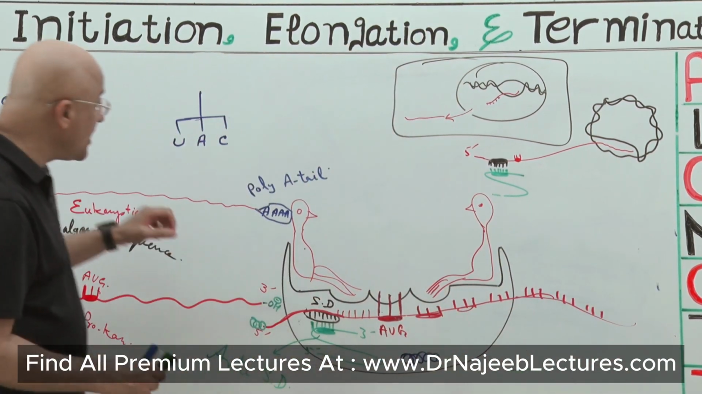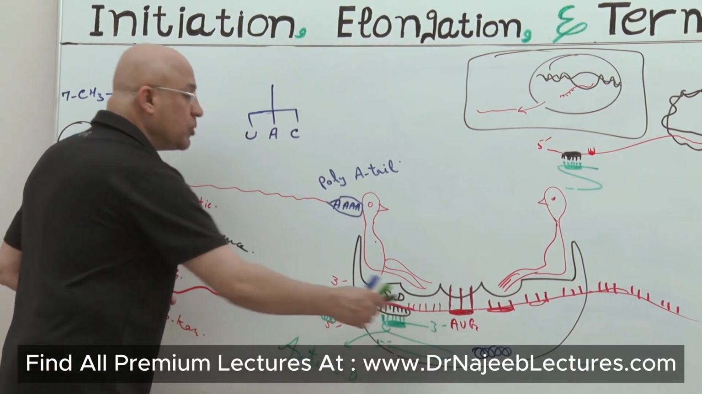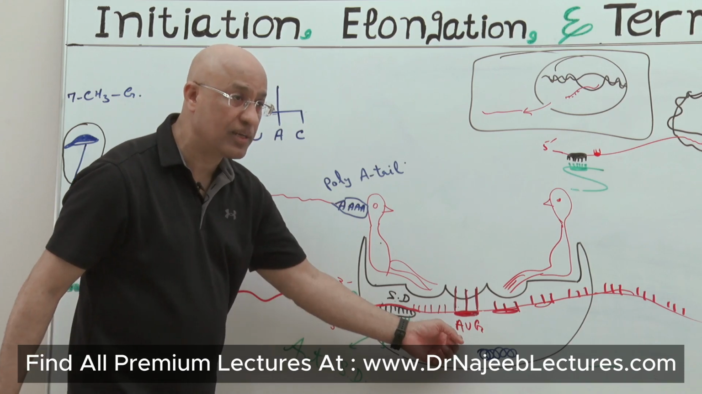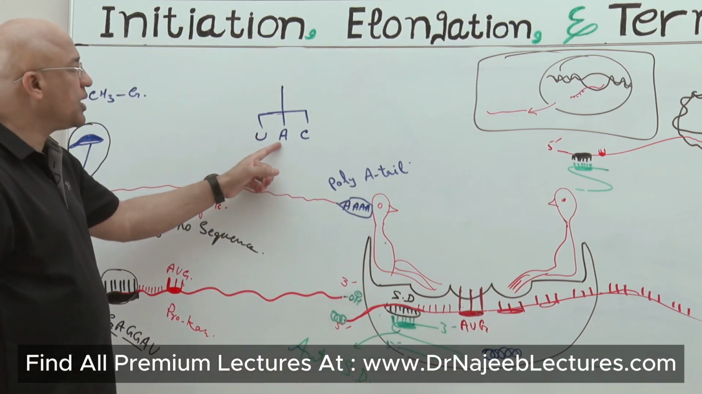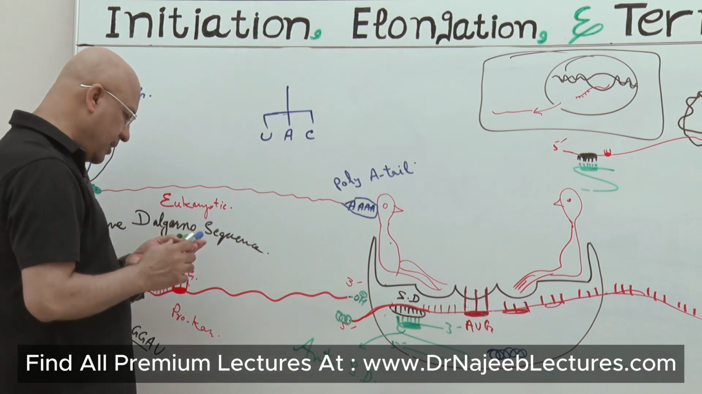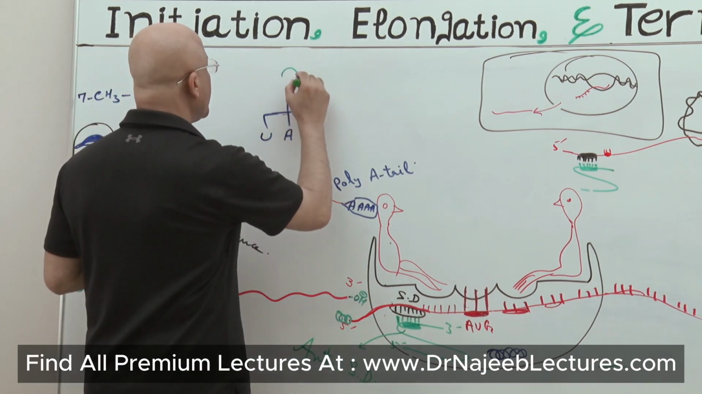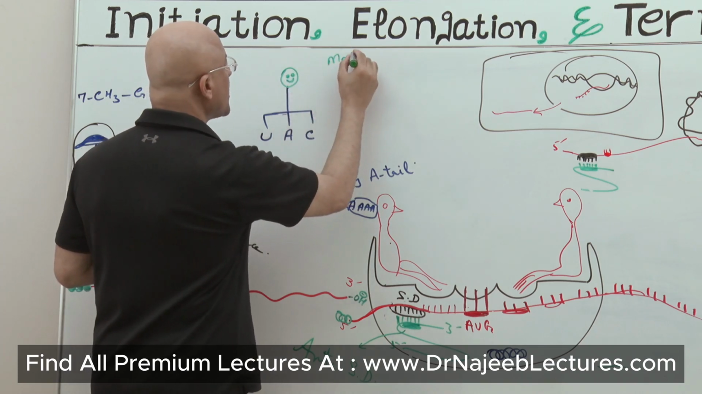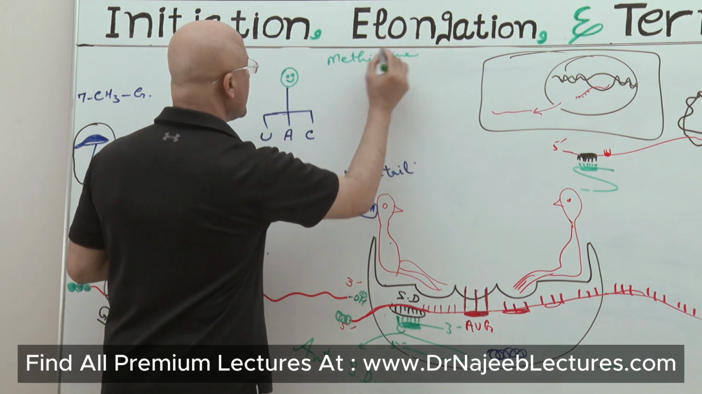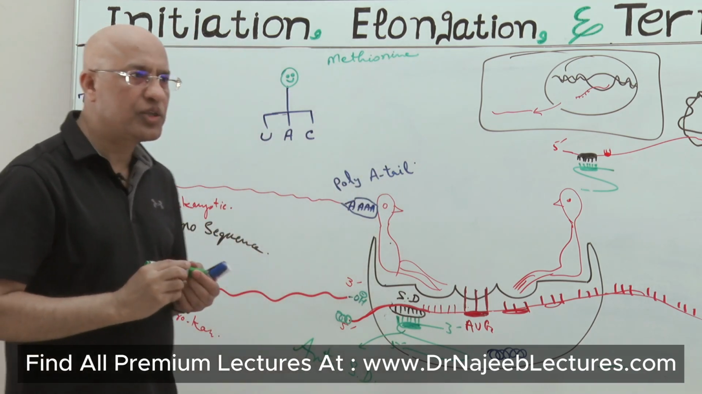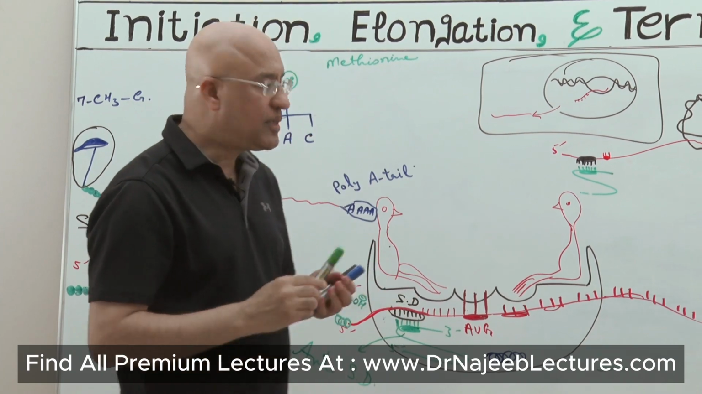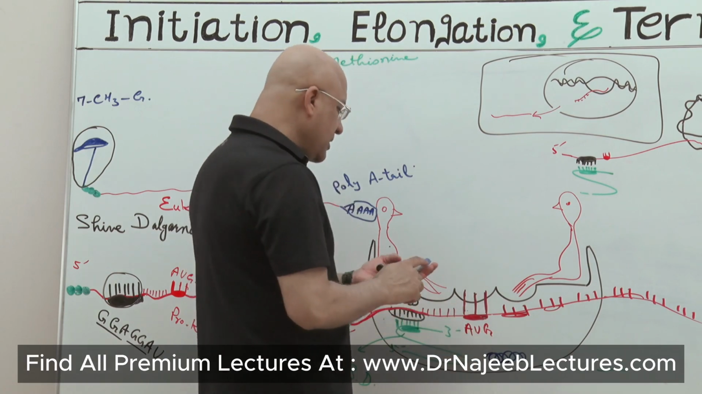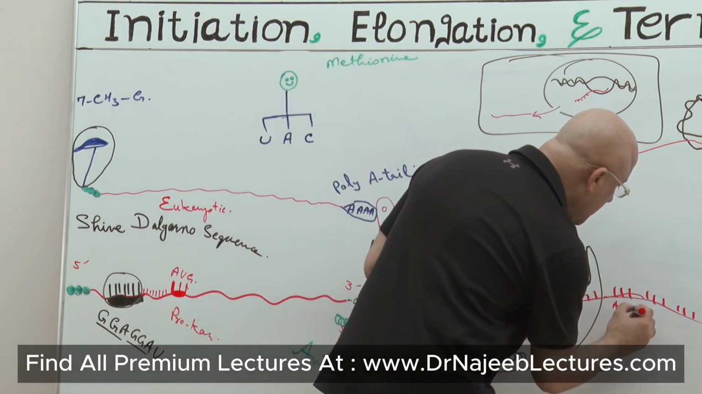Now that transfer RNA should be able to bind here in an anti-parallel and complementary fashion, so it should have which sequence? UAC, right? And this transfer RNA is carrying a special type of amino acid, called methionine. UAC is charged with methionine. Right? Now there is a problem: AUG is the start codon, but there may be some AUG present in the coding region.